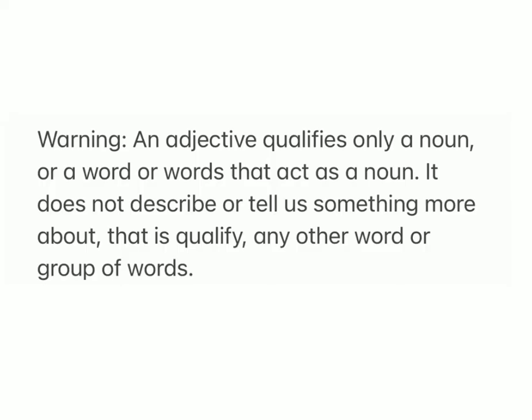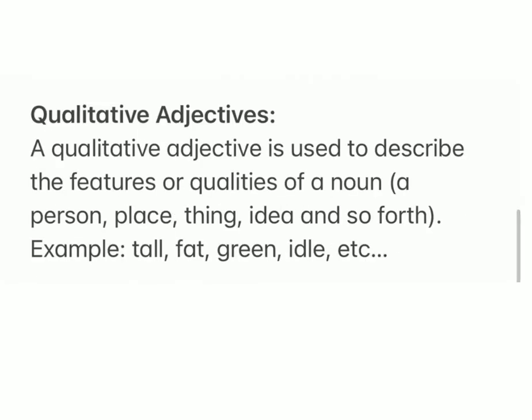Warning, an adjective qualifies only a noun, or a word or words that act as a noun. It does not describe or tell us something more about, that is qualify, any other word or a group of words. Qualitative adjectives. A qualitative adjective is used to describe the features or qualities of a noun, a person, place, thing, idea and so forth. Example, tall, fat, green, idle, etc.